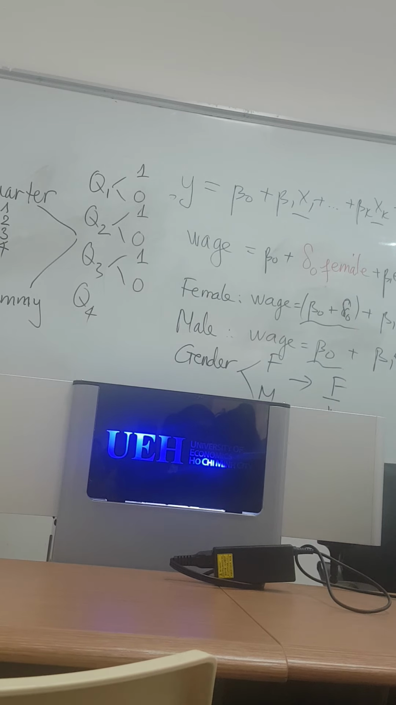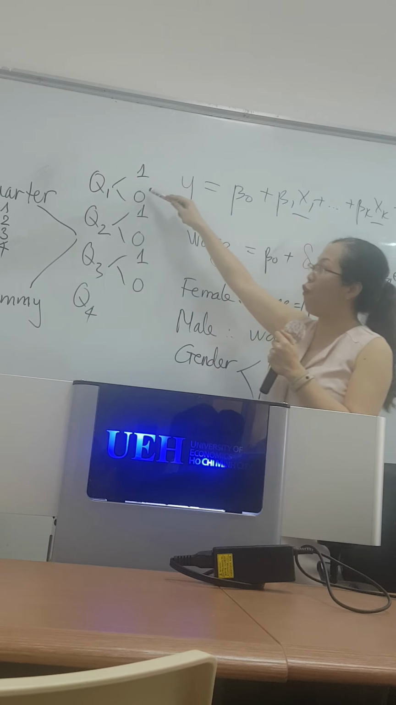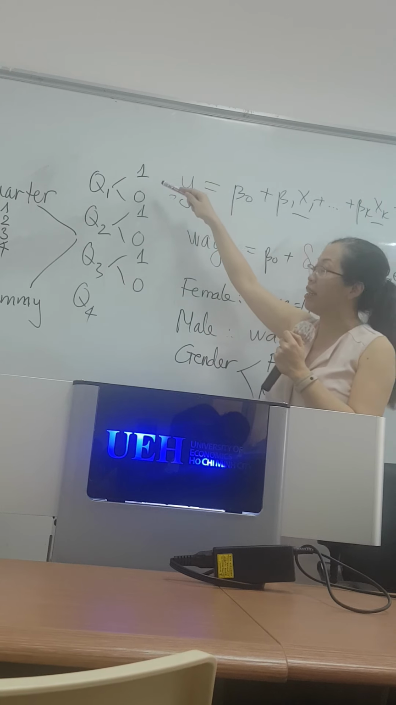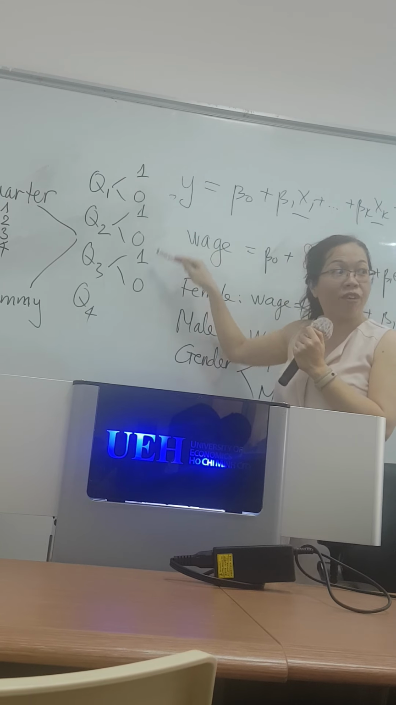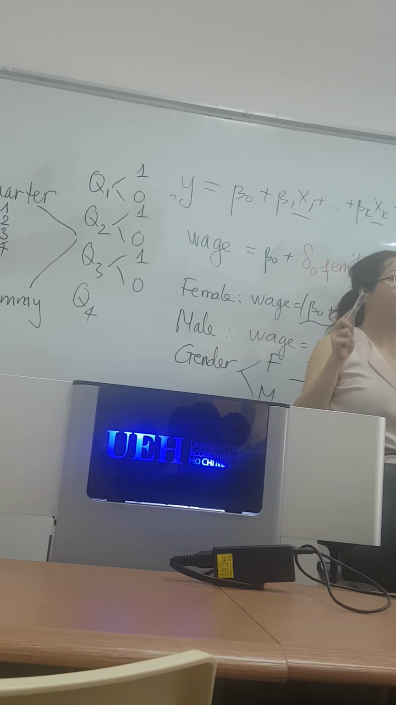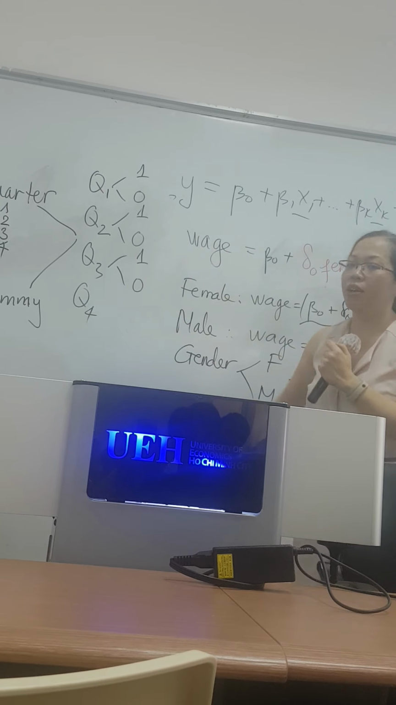So here, I have 2 genders, female and male. So 2 genders, I only create 1 dummy variable. Here I have 4 quarters, so I have 4 categories. I only create 3 dummy variables. Okay, so n minus 1 dummy variables. So this is one example.